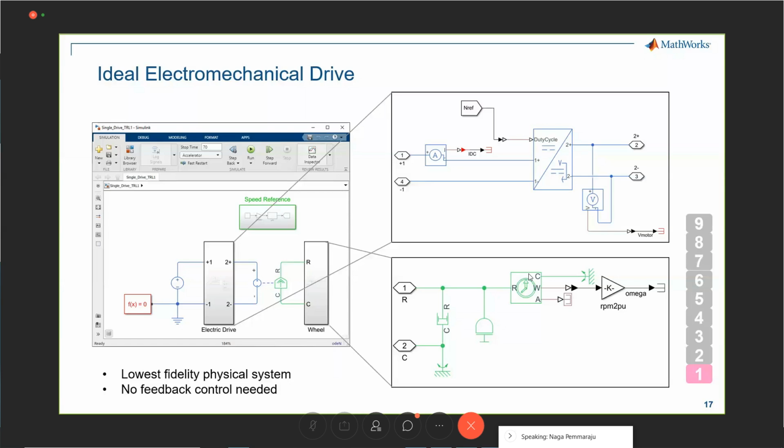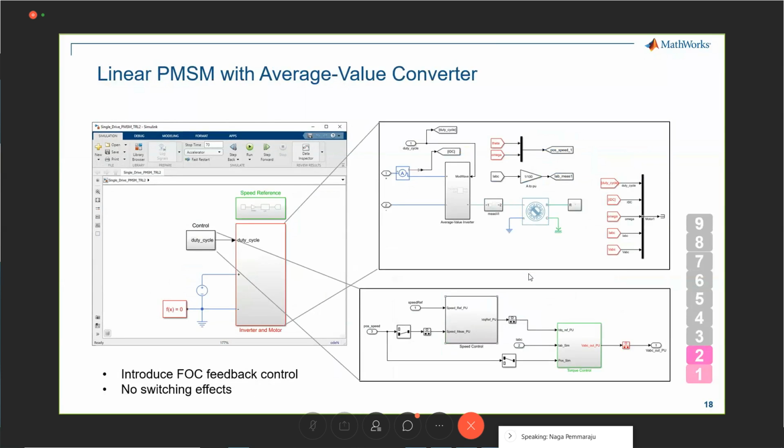Now, when we want to move to the next level, that's where we slowly introduce a little bit of dynamics, and then introduce FOC feedback controls. That's what you can see in the two screenshots here. We have introduced the PMSM motors, and also the torque control and speed control. So we are increasing the level of complexity. However, we have not increased it with respect to the inverter. We have still considered it as an average level inverter, right?